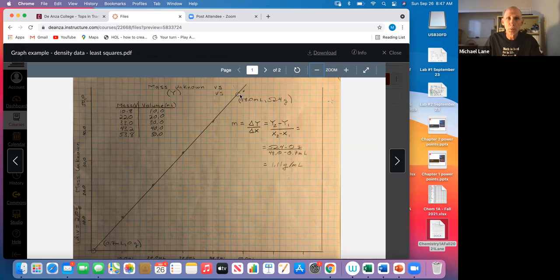So I have selected 2 points on the line, there and there, and I have identified their coordinates. This is 48 milliliters on this line right here, and right here, over to the y-axis, excuse me, at 52.4 grams. So these are the coordinates of this data point. Down here, the coordinates are 0.7 milliliters and 0 grams, because it's right there on the x-axis. So these are the data points for my second one.